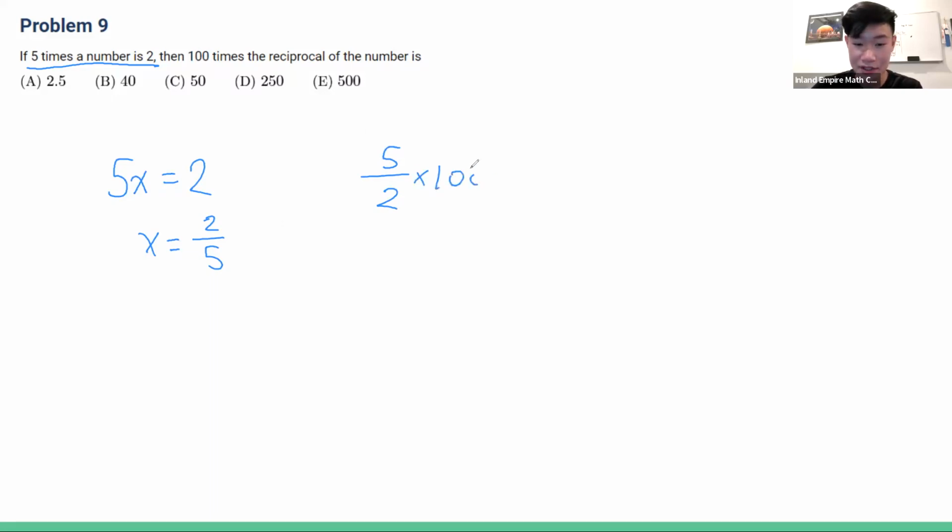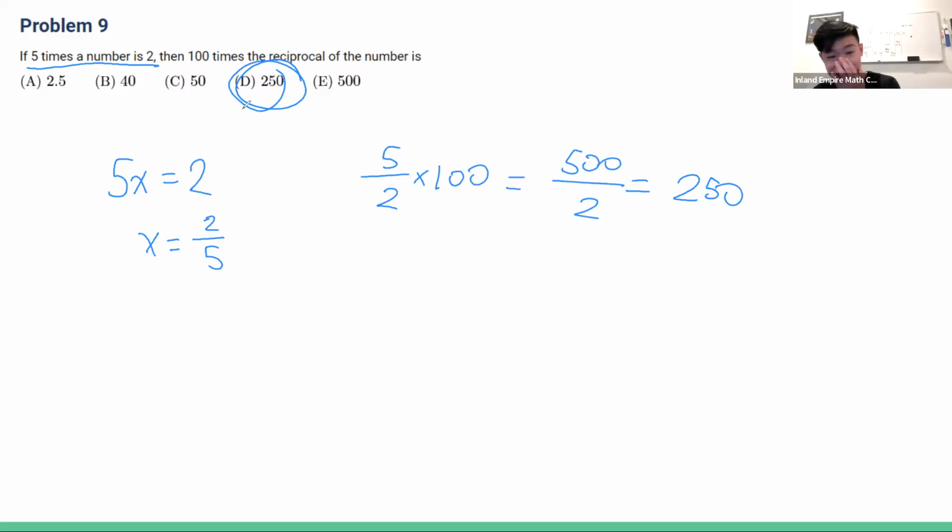So multiply by 100, that is 1,000 over 2, I mean 500 over 2. And then after I get there, I can just solve. This is 500 divided by 2, and that's 250. So the answer is D. So not too much to that.